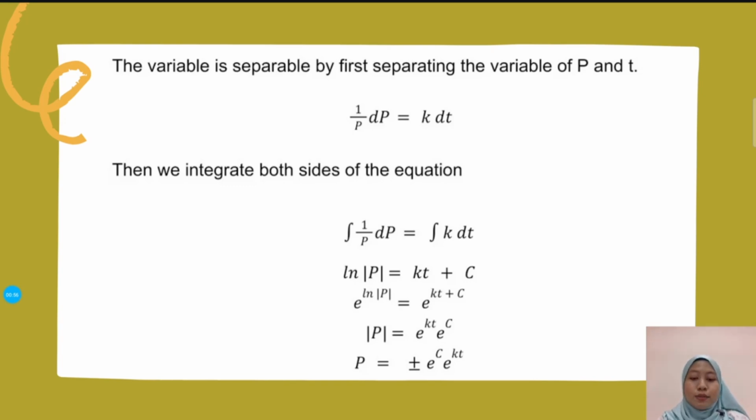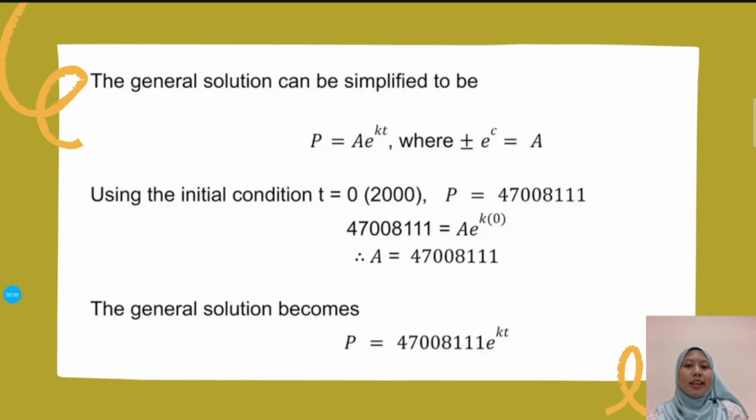Since we need to remove the modulus, the final answer is P equals plus minus e to the power of C multiplied with e to the power of kt. The general solution can be simplified to P equals A e to the power of kt, where plus minus e to the power of C is equal to A. By using the initial condition, t equals 0, which is year 2000, P is 47,008,111. So we get A equals 47,008,111. Then the general solution becomes P equals 47,008,111 e to the power of kt.